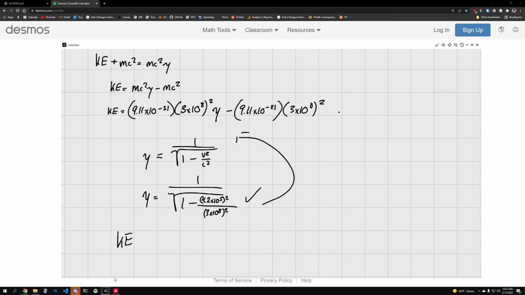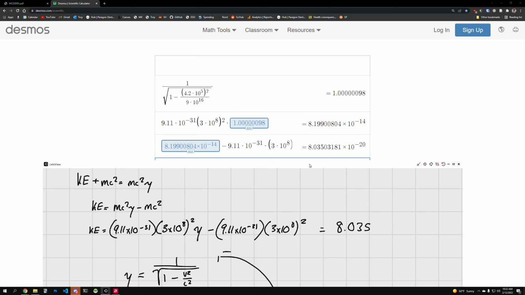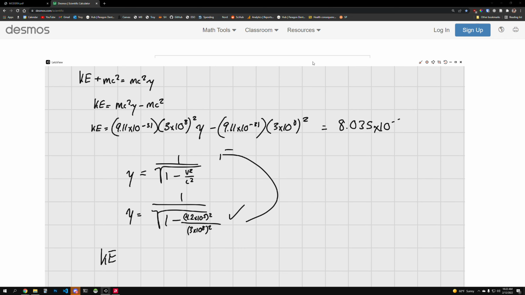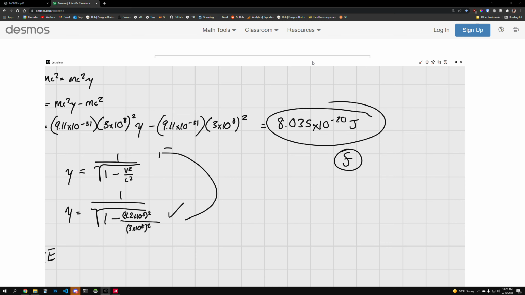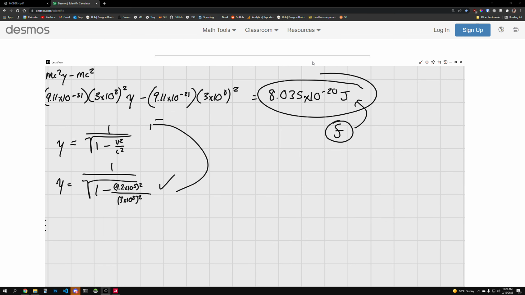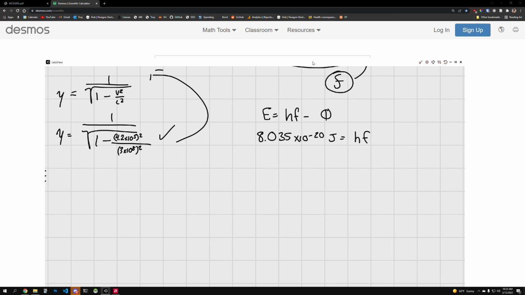So 8.035 times 10 to the negative 20 joules. And we could work with that. Okay, so we have joules. We don't need to convert this to electron volts because we need to find the frequency. Frequency needs to be operated in joules. So I'll set this up as E is equal to HF minus phi, and our E, our kinetic energy, 8.035 times 10 to the negative 20 joules, is equal to HF, because we need that initial energy, right? This is essentially incident energy.